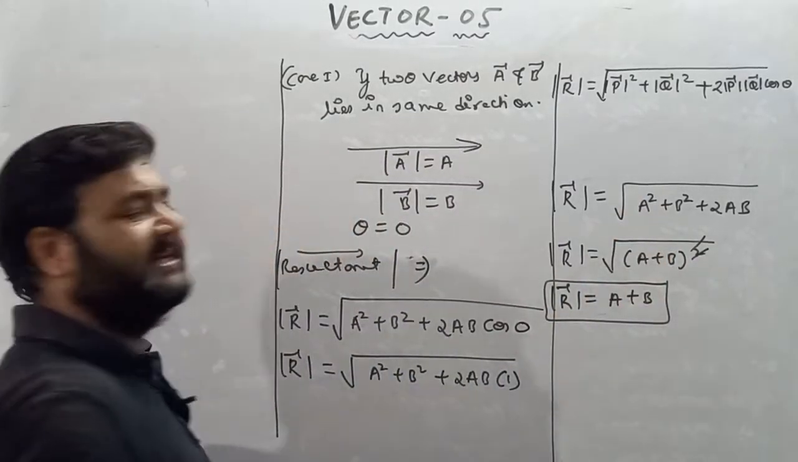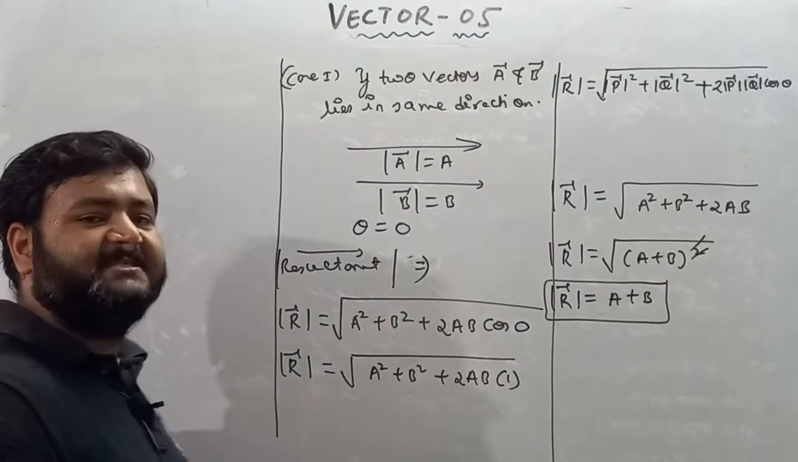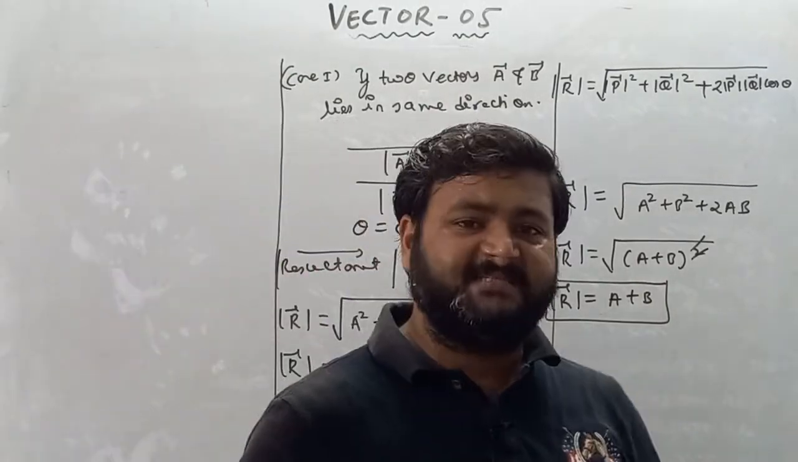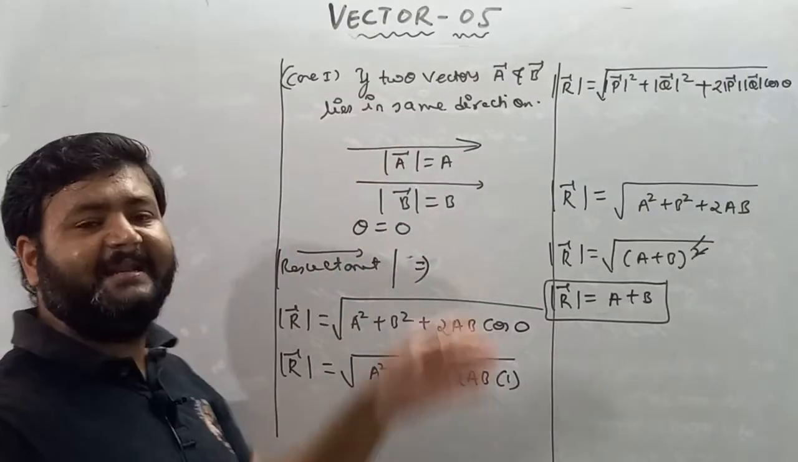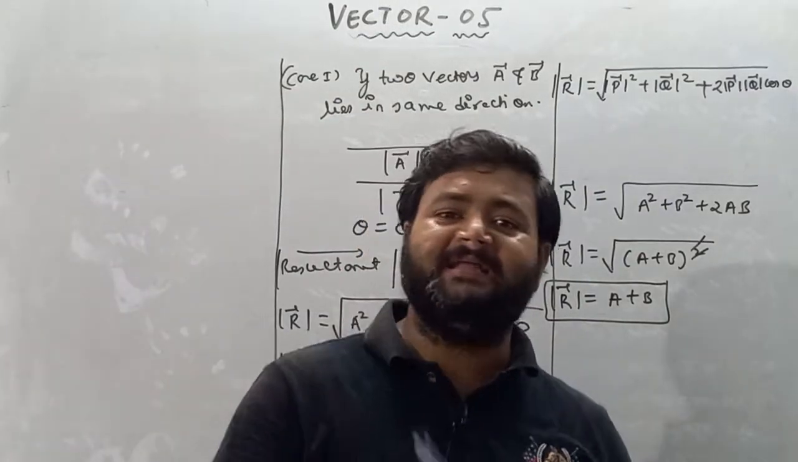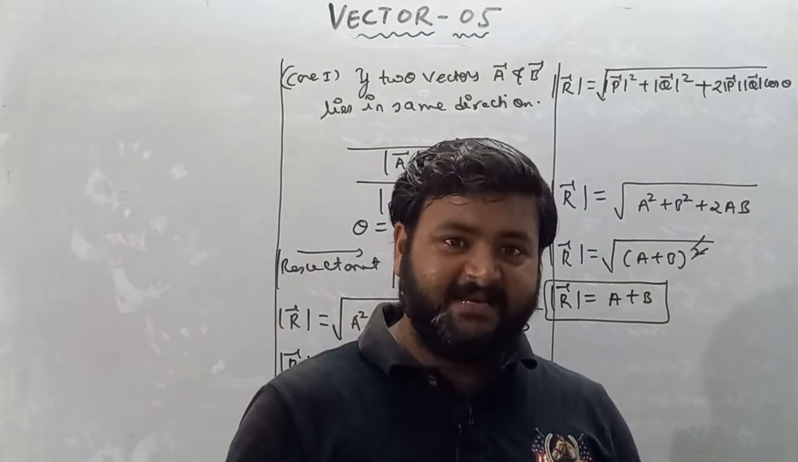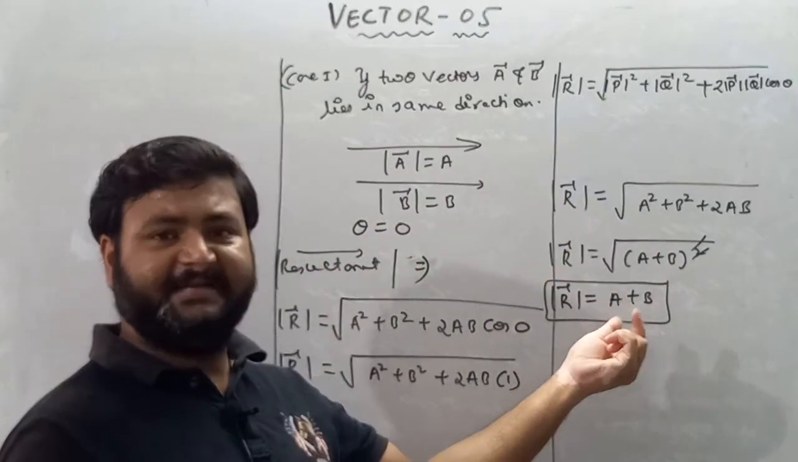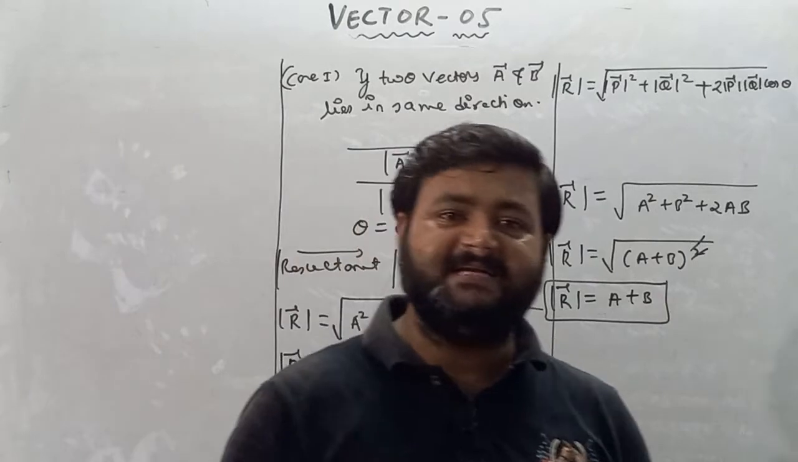It is very easy. See, my dear student, in this case what we'll discuss is if two vectors are in same direction, then add the vectors' magnitudes, you will get the resultant vector.